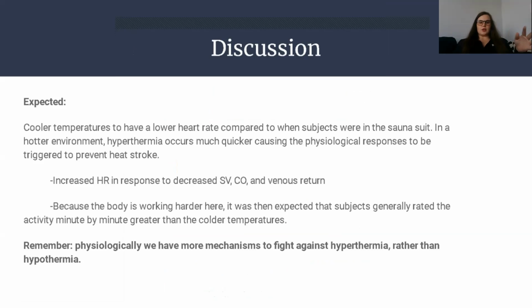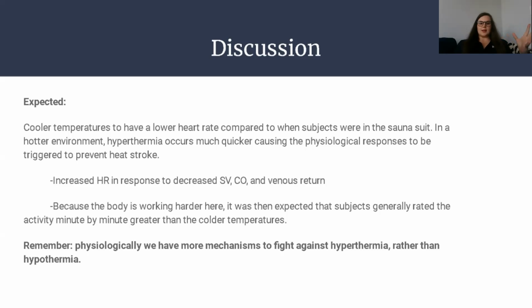As we heard about in lecture, in the hotter environments, we start off with the activity. The first thing is that we need more oxygen to our tissues. So we need to decrease stroke volume, decrease cardiac output, and then decrease venous return, so that the heart rate can then increase, delivering more oxygen to our tissues. And then in response to that, because it is a hotter environment, we need to cool off our inner organs so we can maintain that very small range of homeostasis that Tia was talking about. So how do we do that in a hot environment?